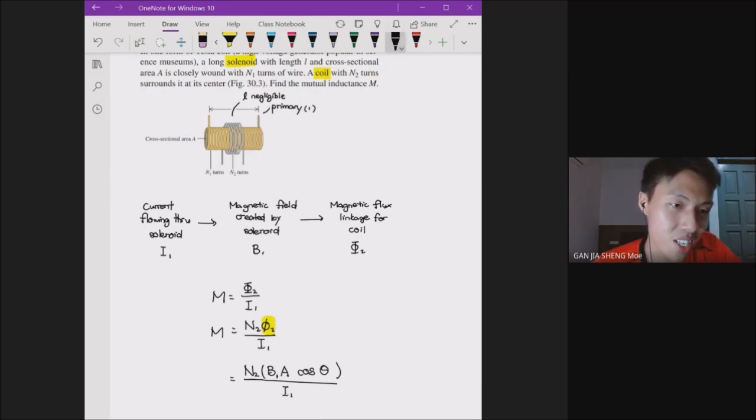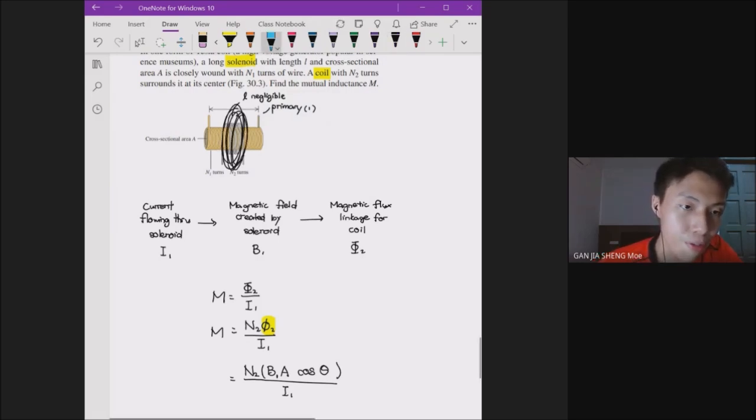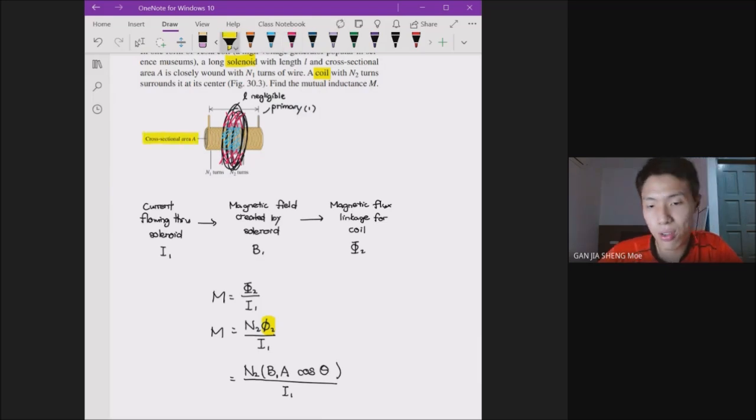Even if the coil is larger, the magnetic field that is passing through the coil will only be this center section only. You see no magnetic field, or weak magnetic field, passing through this area over here. Therefore the area, no matter what, should be the cross-sectional area of the solenoid. So over here, I'm going to put in subscript 1 instead of the area of the coil.